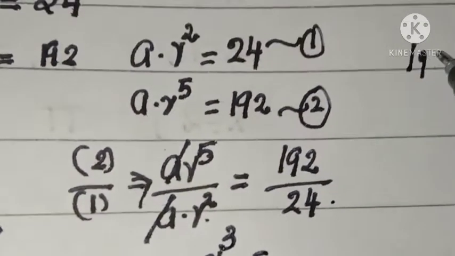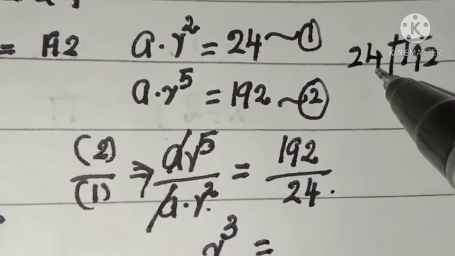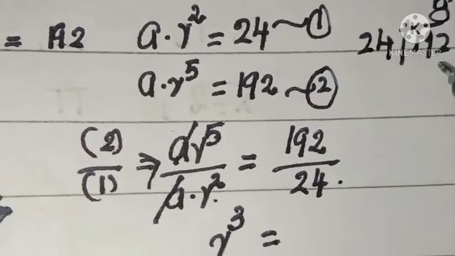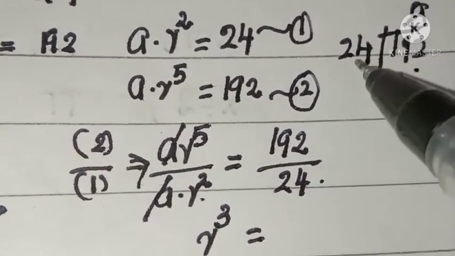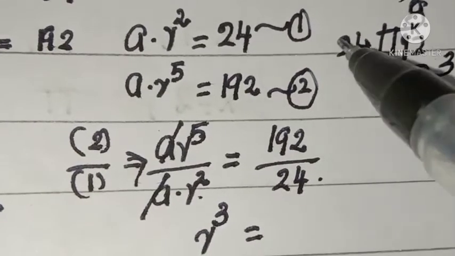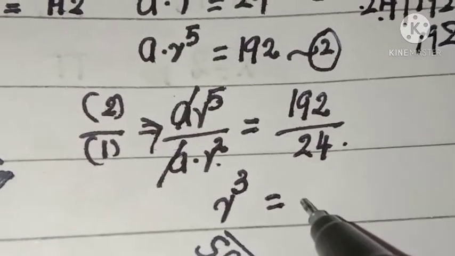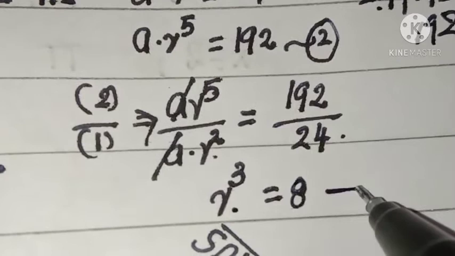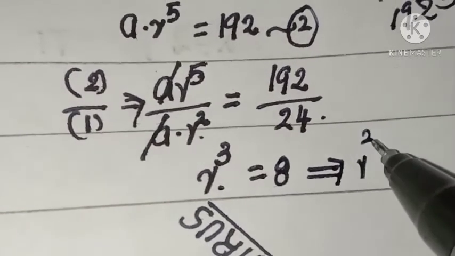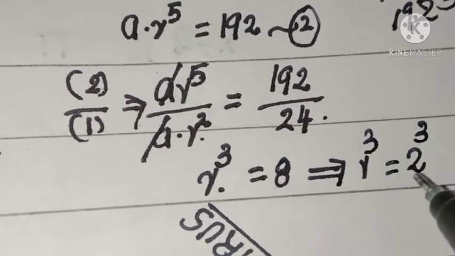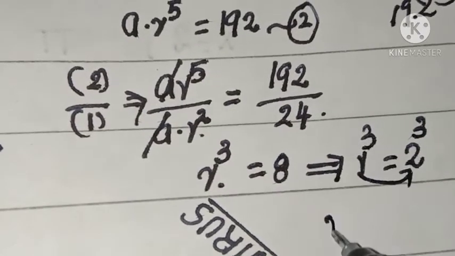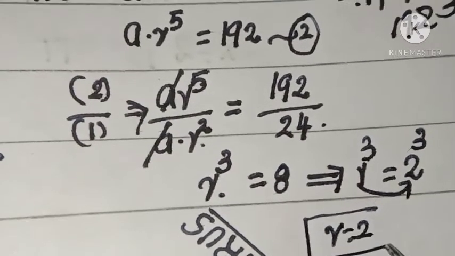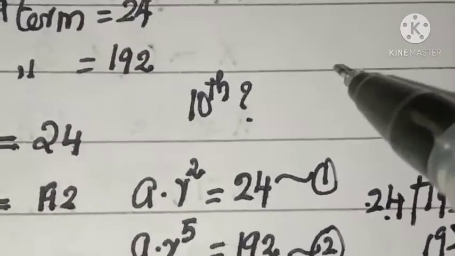And 192 by 24, it is 8: 8 into 4, 32; 8 into 2, 16, 19... So r cube equal to 8. This 8 can be written as 2 cube. So what is r? r equal to 2. Okay, the common ratio is equal to 2.